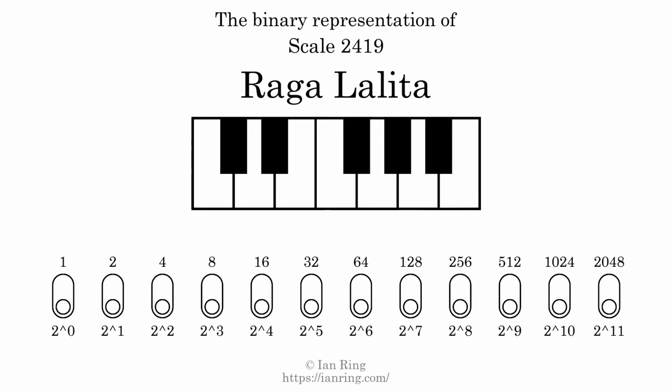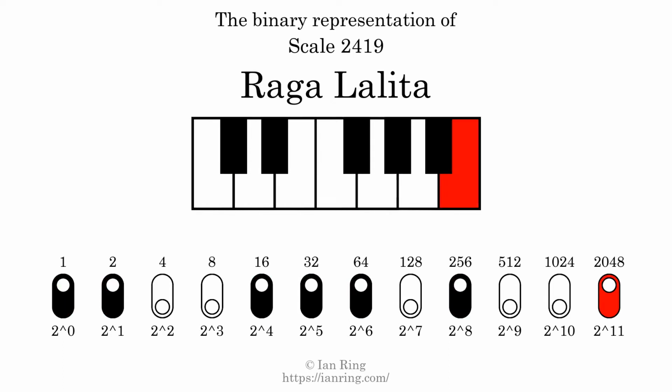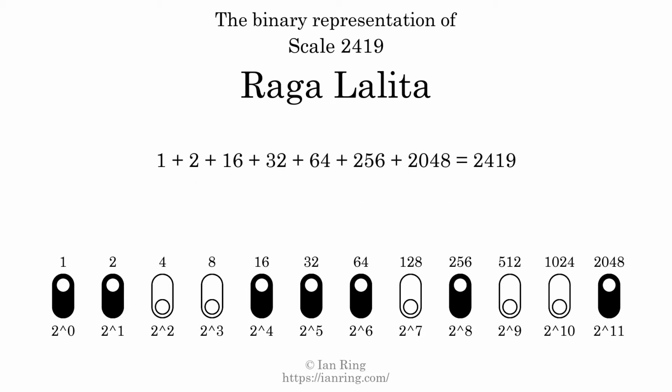The binary representation of this scale is determined by mapping tones of the scale to binary digits. Each binary digit represents a power of 2. To get the scale number, we add the powers of 2 together. The powers of 2 that are present in the scale, all added together, equals 2419. That is why the scale number, in decimal, is 2419.